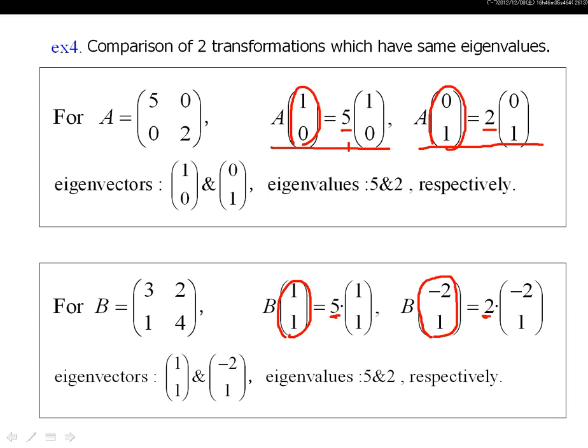So the eigenvalues are the same. The only difference here is the difference of base. The base of A is (1, 0) and (0, 1). The base of B is (1, 1) and (-2, 1). And we are going to see the difference. We can see the difference by computer. We know how different it is, but we can see the difference.